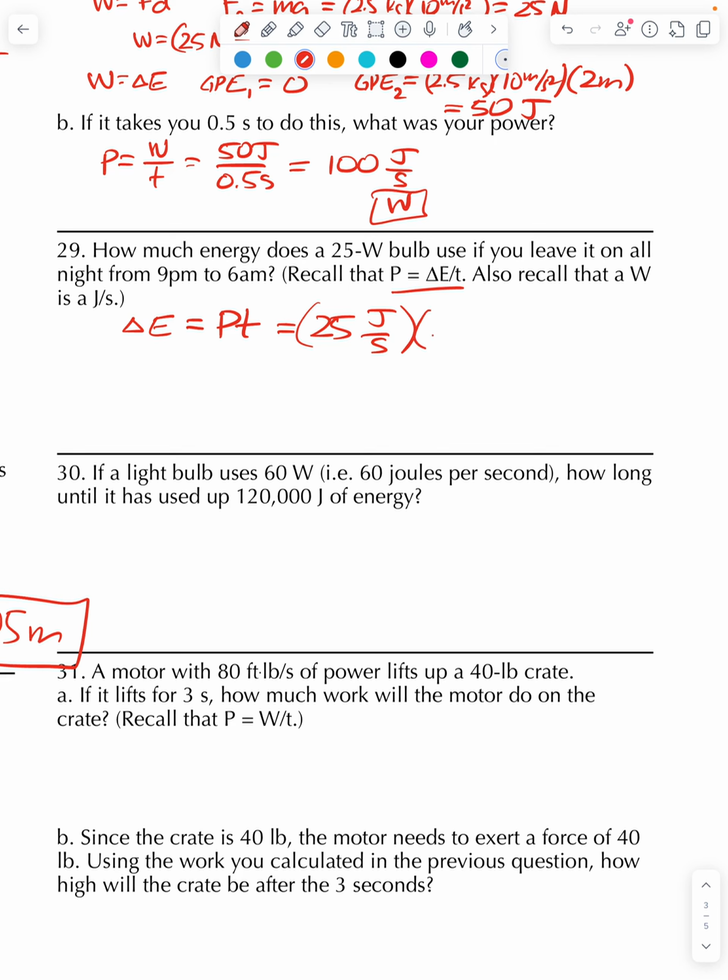And just to save time, I looked at my answer key. I can't do that in my head. 32,400 seconds. And so we multiply it, seconds cancel, and that ends up, drum roll, to be 810,000 joules.